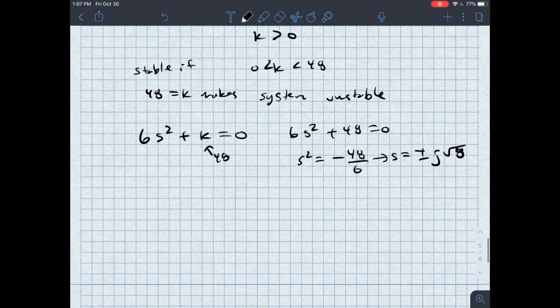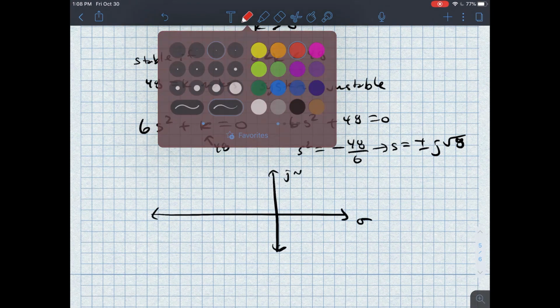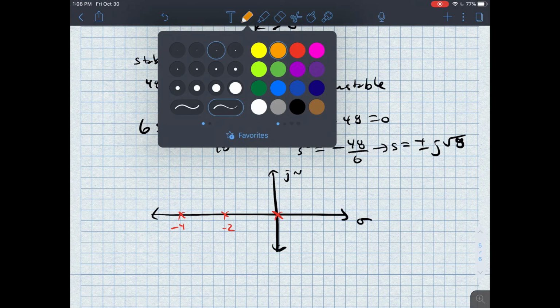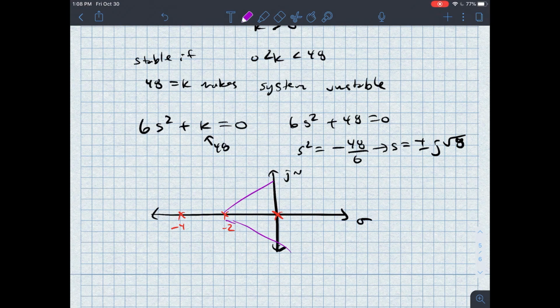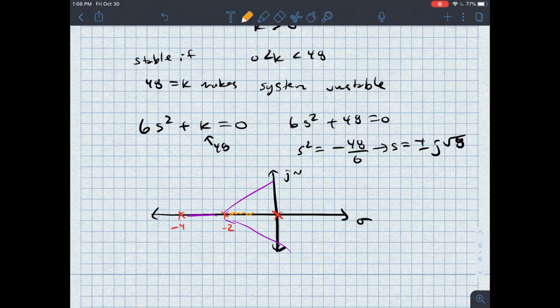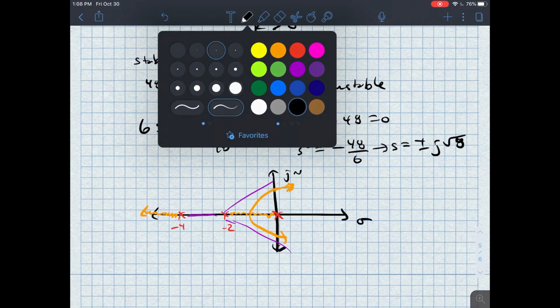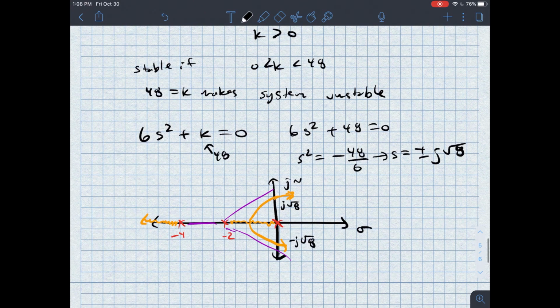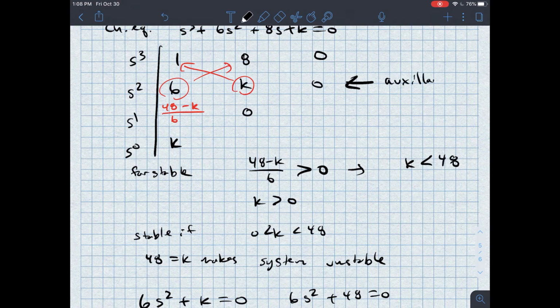So if I go back to my original drawing, I'll redraw it here for you. Looks something like this. I had my poles here, negative 4, negative 2, and 0, and I had an asymptote centered at negative 2. And it's a Y shape because NP minus NZ is equal to 3. Then my final root locus looked like this. I had a path between 0 and negative 2, and then another one resuming at negative 4. And then I had a breakout here, and I cross over this j omega axis going off towards infinity. But now I know the values there are equal to j square root of 8 and negative j square root of 8. That row up there is called the auxiliary polynomial.